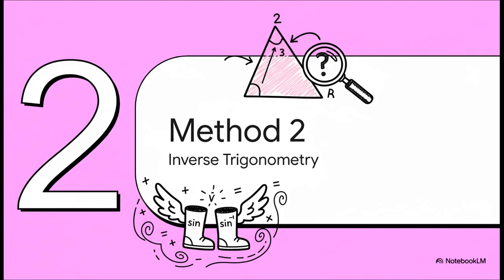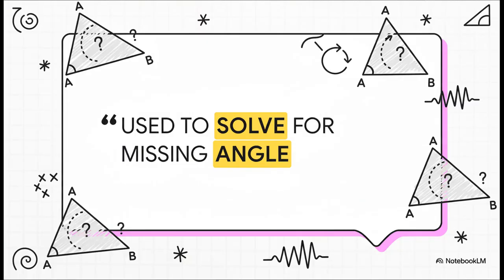Now listen, don't let the name scare you off. It sounds complicated, but I promise it's not. This is basically the hero of our story when we're dealing with side lengths instead of angles. That's literally what inverse trig functions are for. Their entire reason for existing is to solve for a missing angle. They were designed specifically for the exact kind of problem we're looking at right now.